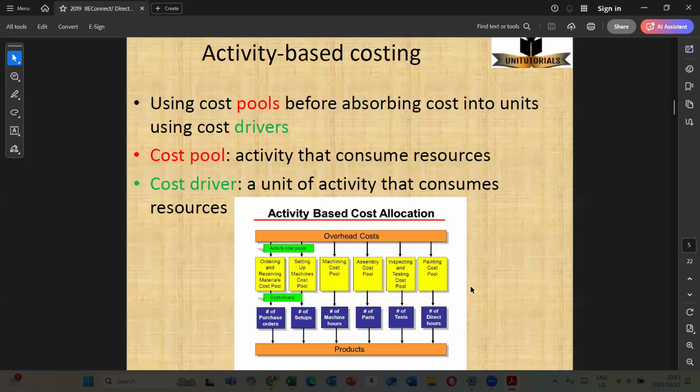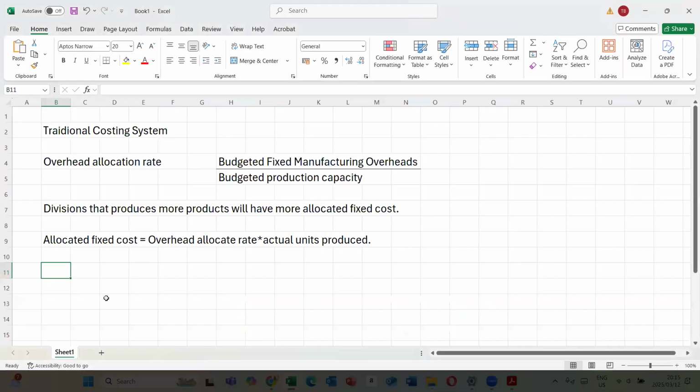Then we have painting cost. We want to allocate the painting cost to the different products. Probably we did paint the products. How are we going to allocate that? We can allocate based on the number of direct labor hours consumed during the painting, per product or per division. So that's how we go about it in regards to activity-based costing. What's crucial under activity-based costing is to identify a cost driver for each cost. That's what's important.